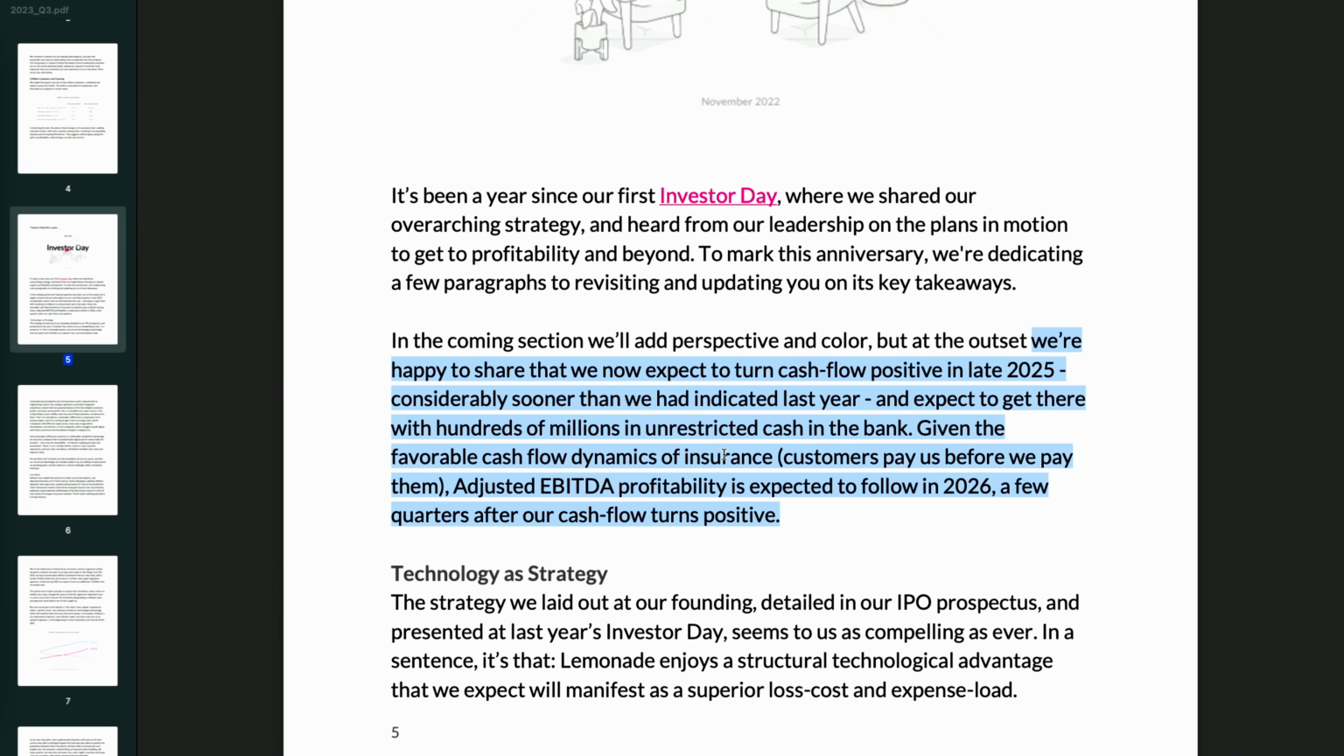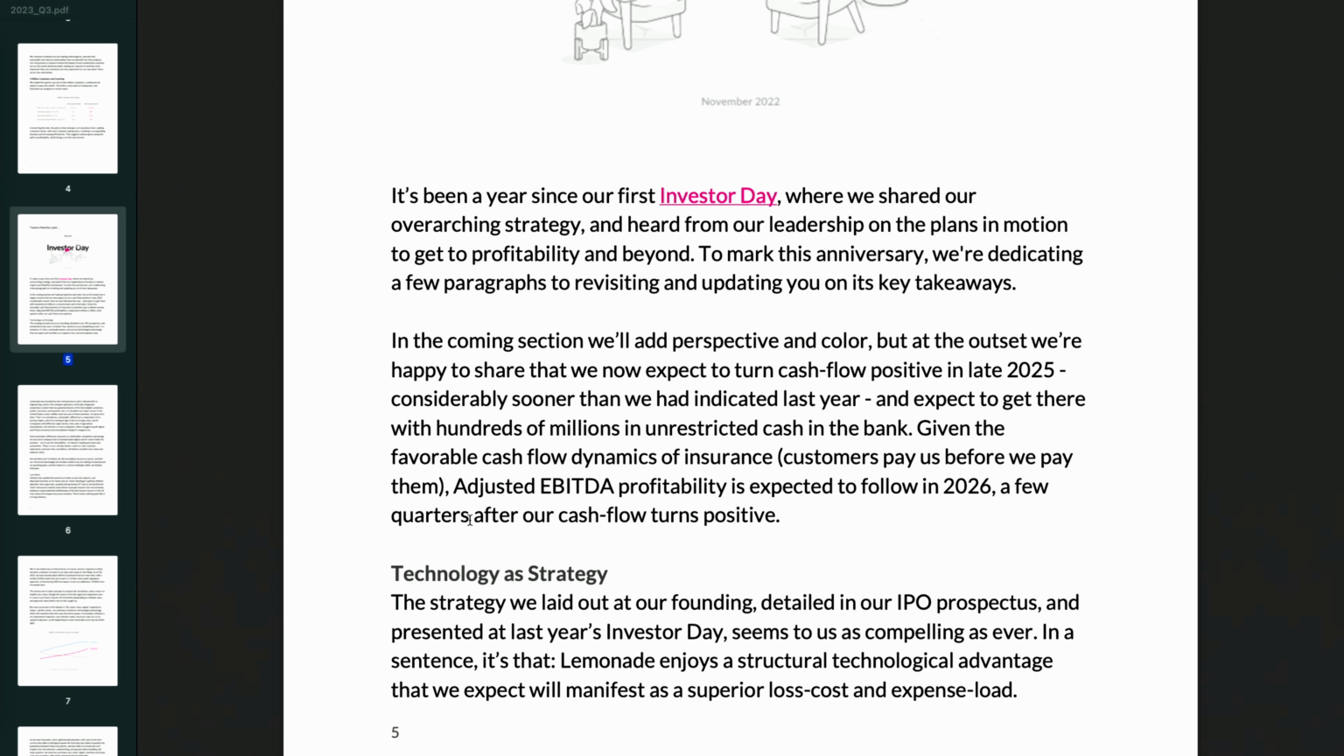For example, here we see the shareholder letter of Q3 of 2023. You can see that they're happy to share that we now expect to turn cash flow positive in late 2025. That's not the adjusted free cash flow that they defined more recently. This is just normal cash flow, considerably sooner than they indicated last year, so that would be in 2022. And in this last sentence here, they are stating adjusted EBITDA profitability is now expected to follow in 2026, a few quarters after our cash flow turns positive, which would be in late 2025 by their projections at that point.